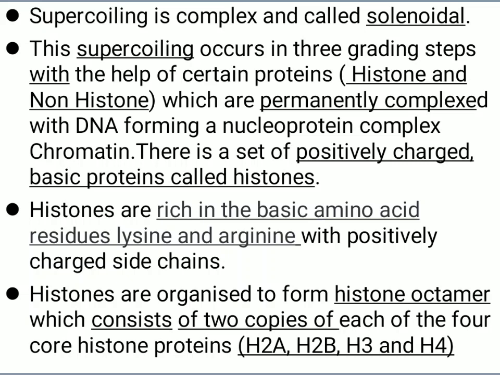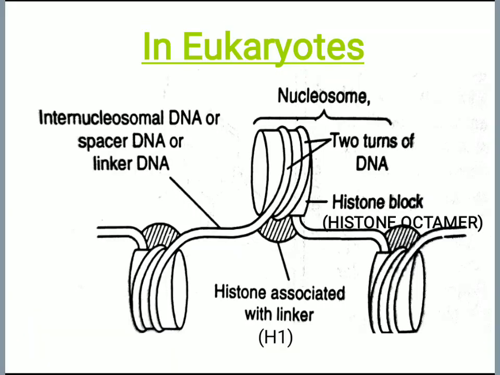Here, histone proteins are positively charged, basic proteins, rich in basic amino acid residues like lysine and arginine with positively charged side chains. Histones are organized to form a histone octamer, which consists of two copies of each of the four core histone proteins: H2A, H2B, H3 and H4. That's why it is known as octamer. Oct means 8, mer means units. And the negatively charged DNA is wrapped around the positively charged histone octamer to form a structure called nucleosome. A typical nucleosome contains 200 base pairs of DNA helix.